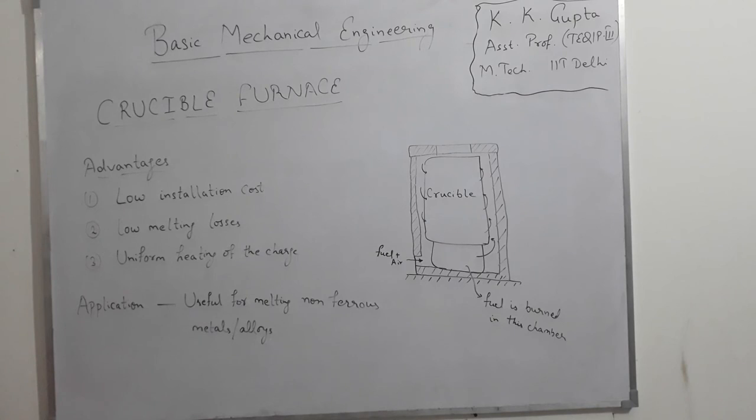Advantages of crucible furnace: first, low installation cost, second, low melting losses, third, uniform heating of the charge. Charge means metal that is to be melted. And what are the applications? It is useful for melting non-ferrous metals or alloys.